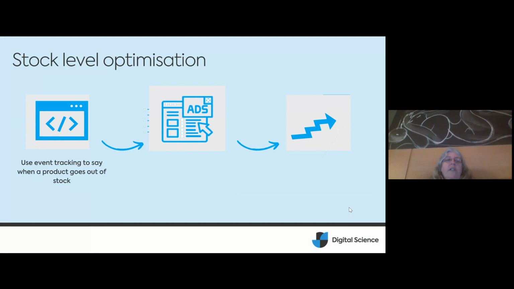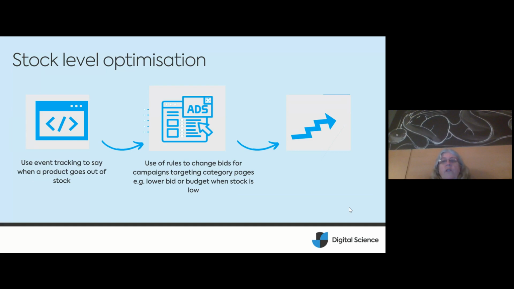So event tracking is used to say when a product goes out of stock. That's basically on the page using the data layer. That information using rules is sent over to Google Ads to change the bids, so that either the bid or the budget is changed if the stock levels get too low. And then from there, you can play around with incremental bid adjustments to try and get your balance of volume and profitability.